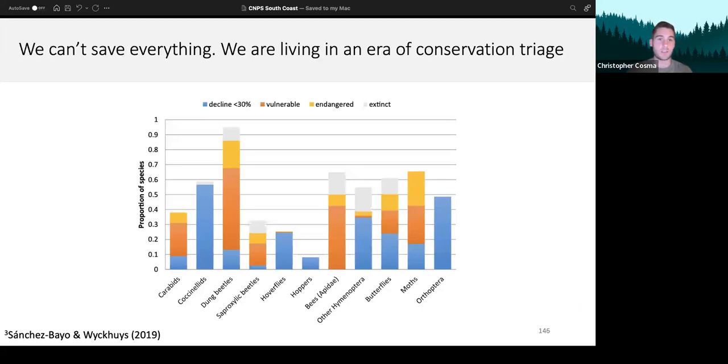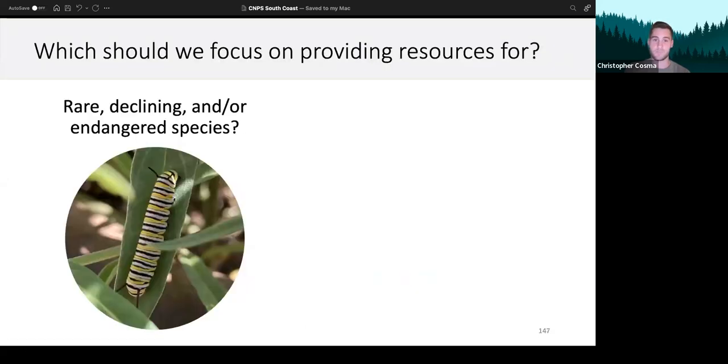And I want to begin the discussion of how we should prioritize these plant species with an unfortunate reality, which is the fact that we can't save everything. So again, a large percentage of insects across the board, including over 60% of butterflies and moths, are threatened with extinction in just the next couple of decades. We're simply not going to be able to save those hundreds of thousands of species. We're really living in an era of conservation triage right now. We need to be prioritizing certain species at the potential risk of losing others.